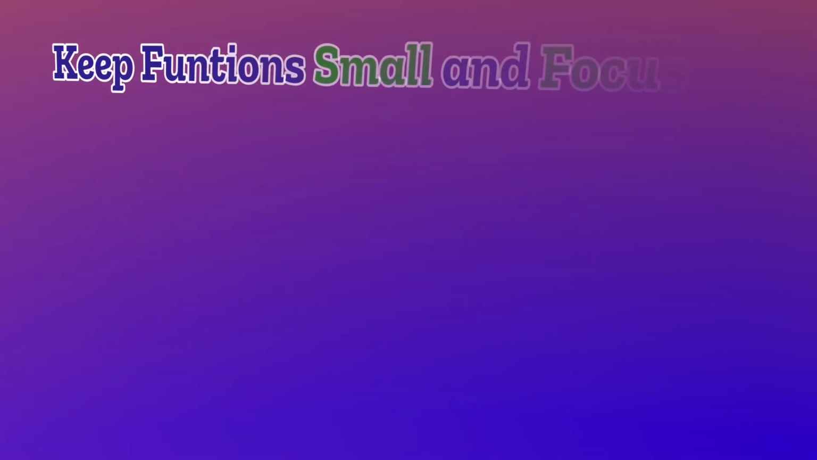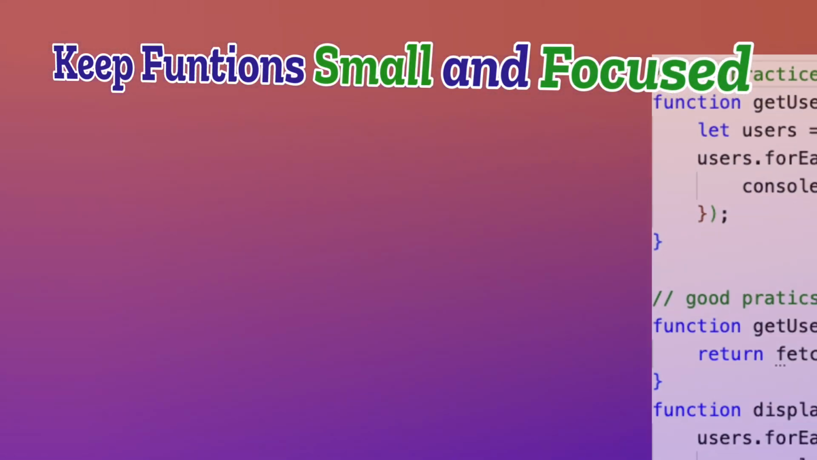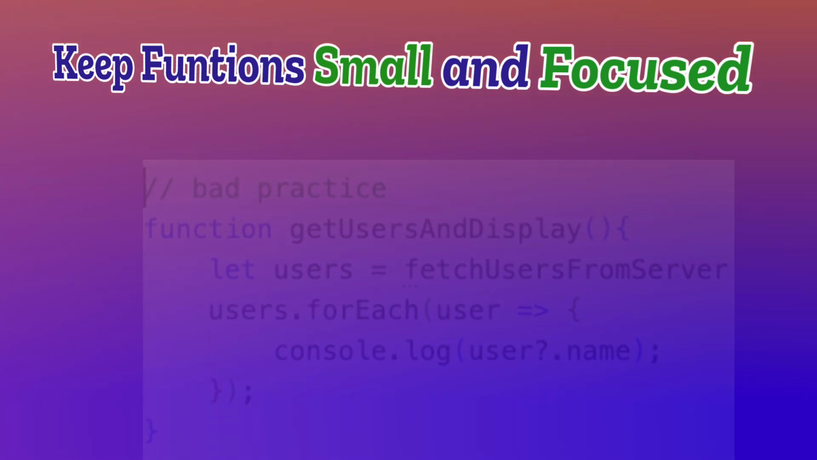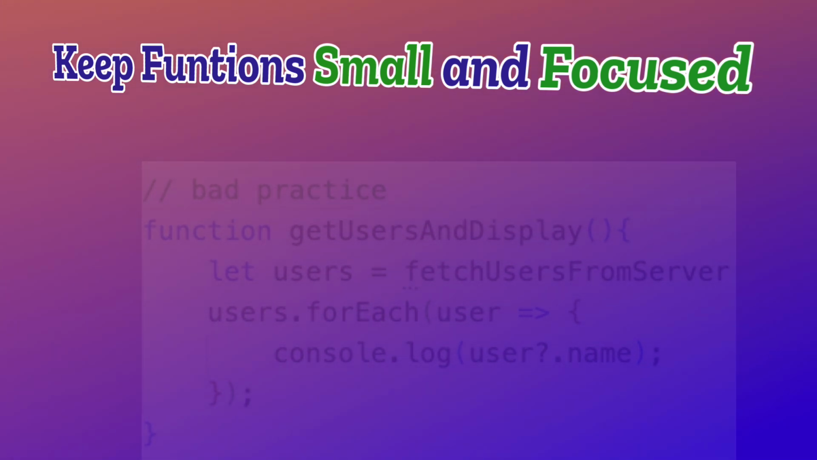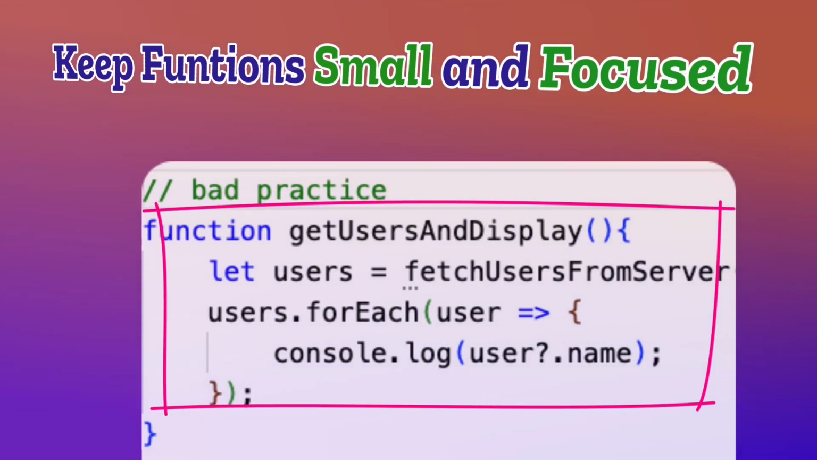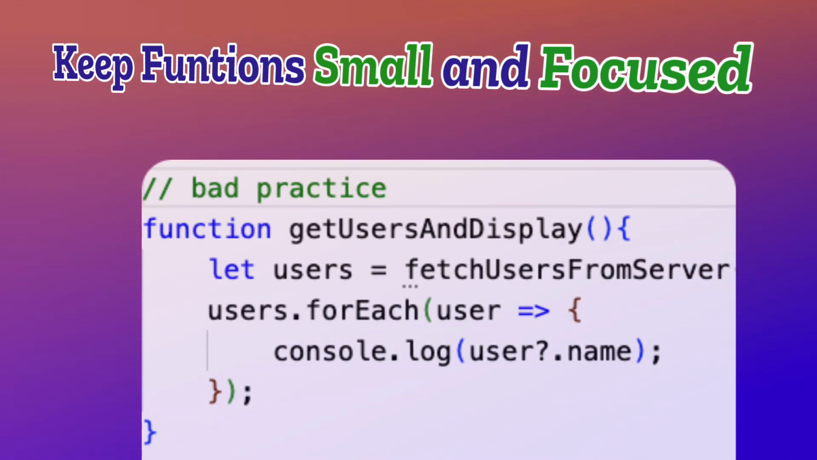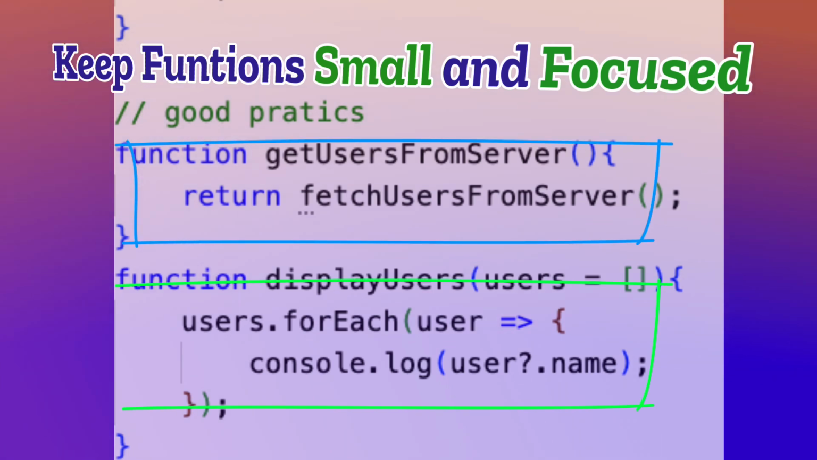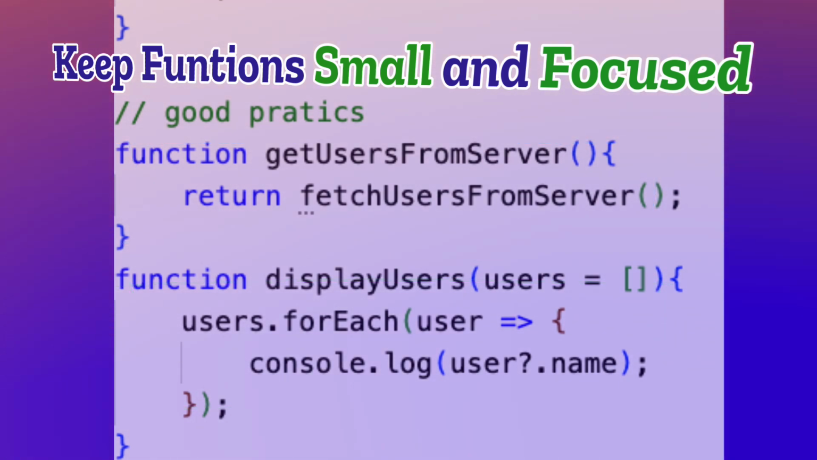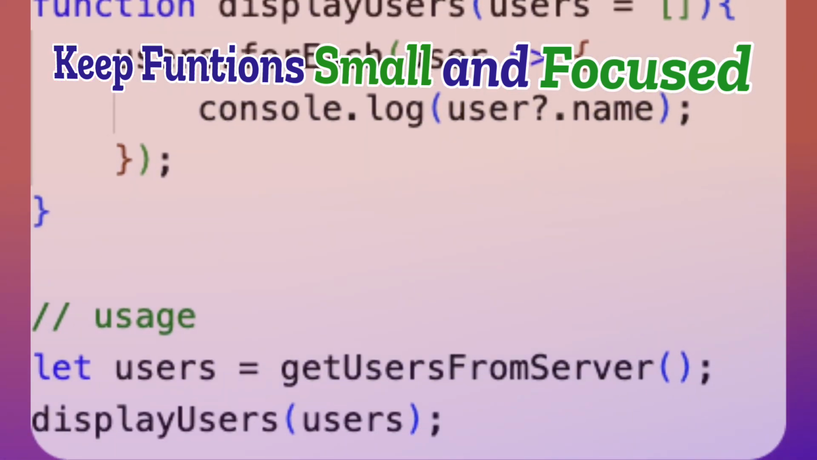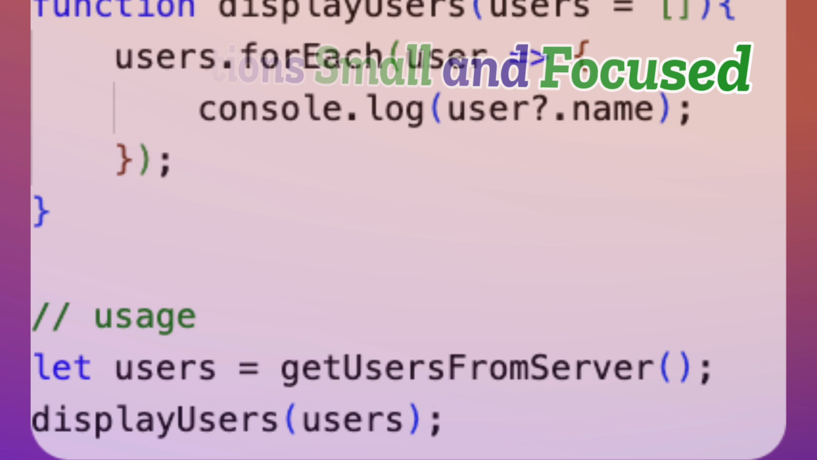Tip number 7. Keep functions small and focused. Functions should do one thing and do it well. This makes them easier to test, reuse, and maintain. Instead of an all-in-one approach, try splitting this large function into smaller, single-purpose functions. This way, each function does one thing well, and it's easier to understand, test, and maintain.